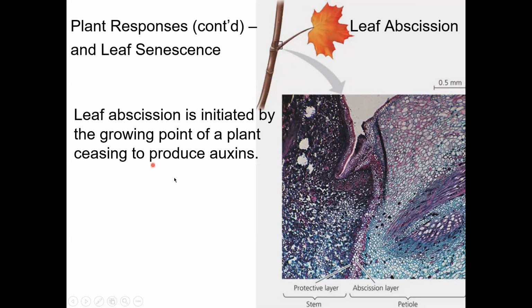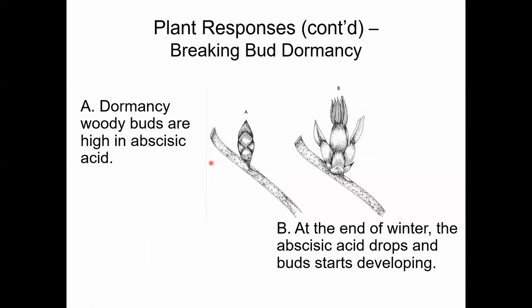Well, so we have 2 factors going on here. Not only the abscisic acid, the word that does not appear on this slide, but the fact that the auxin production is dropping. So it's really a combination of 2 plant hormones going on at the same time in combination with environmental cues. All right, breaking bud dormancy, abscisic acid is a part of that. At the end of winter, abscisic acid concentration drops and the buds start developing.